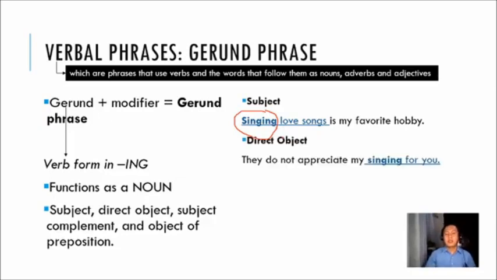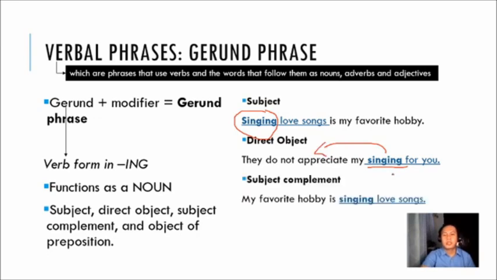Gerund functioning as a direct object. When we say object, that is something that receives the action. You have here singing, it receives the action: do not appreciate singing. Next, we have gerund functioning as a subject complement. My favorite hobby is singing love songs. So singing here complements the subject favorite hobby.